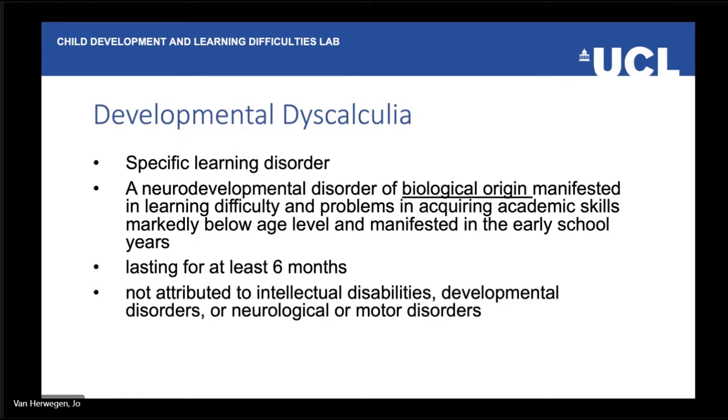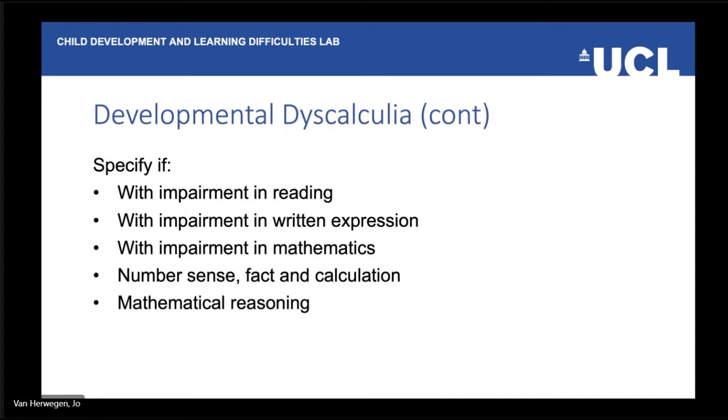These difficulties that these children show, and we'll go into detail later on about what these particularly are, cannot be attributed to any kind of intellectual disabilities or developmental disorders such as ADHD that they've already been diagnosed with, nor to any motor disorders or other neurological difficulties, although obviously they can co-occur with each other. So this is according to the DSM-5 criteria.